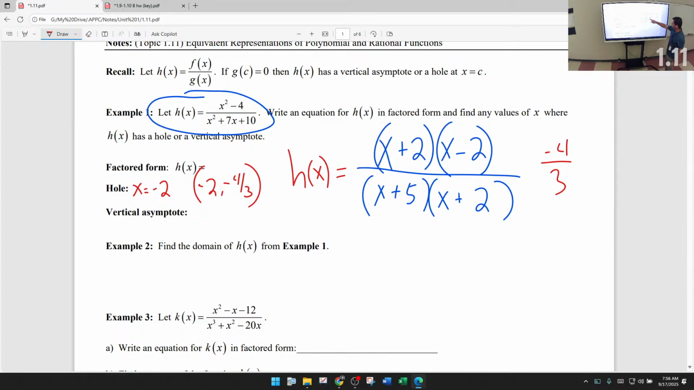Vertical asymptote, we're bad at -5. And that should be an equation. This is like a no-brainer. You don't have to guess what they want on that. That's x equals -5. Don't put -5 by itself. That's bad.